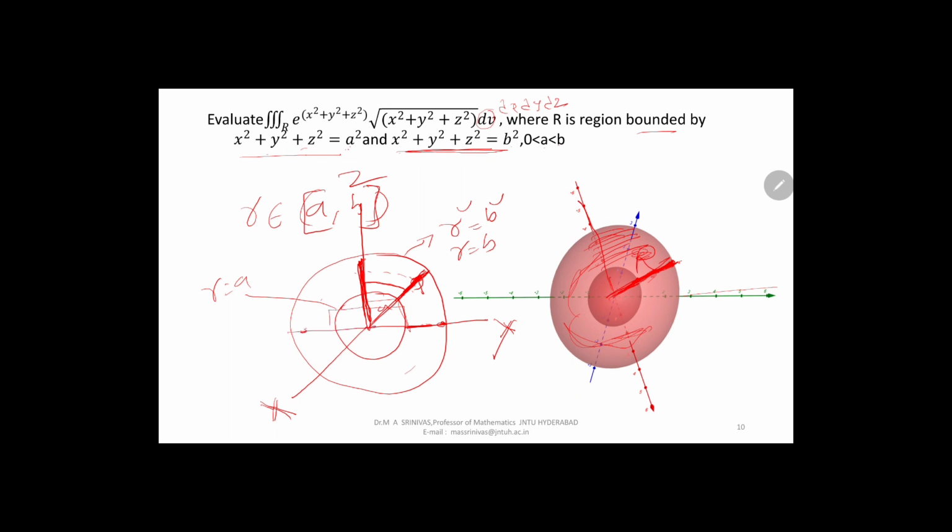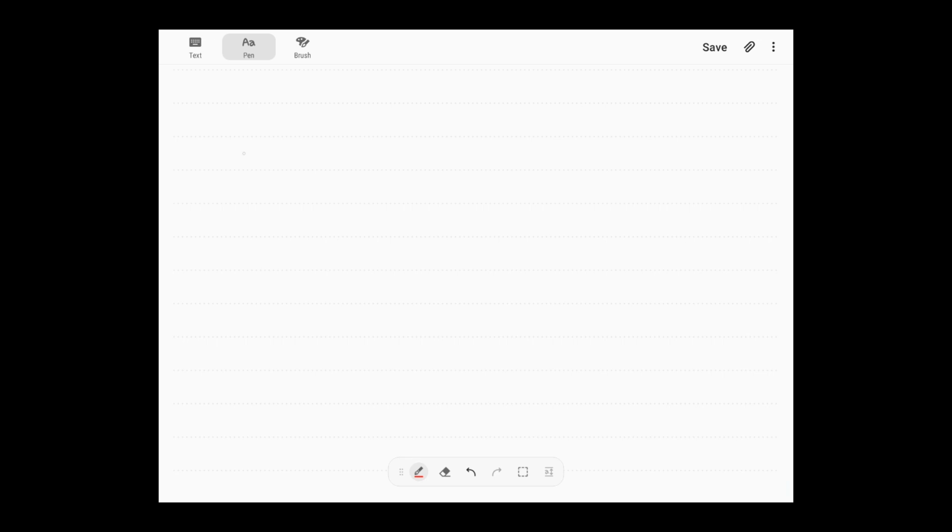Or if I take this here, this will be pi by 2. Or if I take this angle on the negative side of Z axis, and here the Z value will be pi. Therefore, this angle is always between 0 and pi for different points. So R varies from A to B, and for the first problem, R limits are from A to B and theta limits are from 0 to pi.